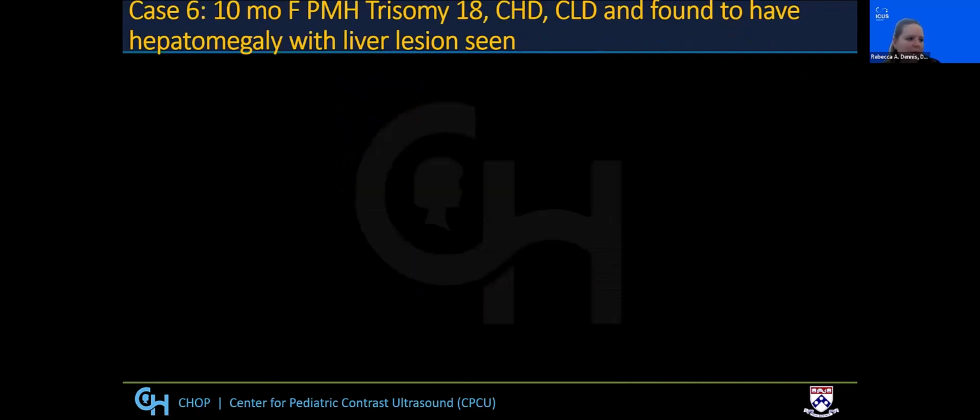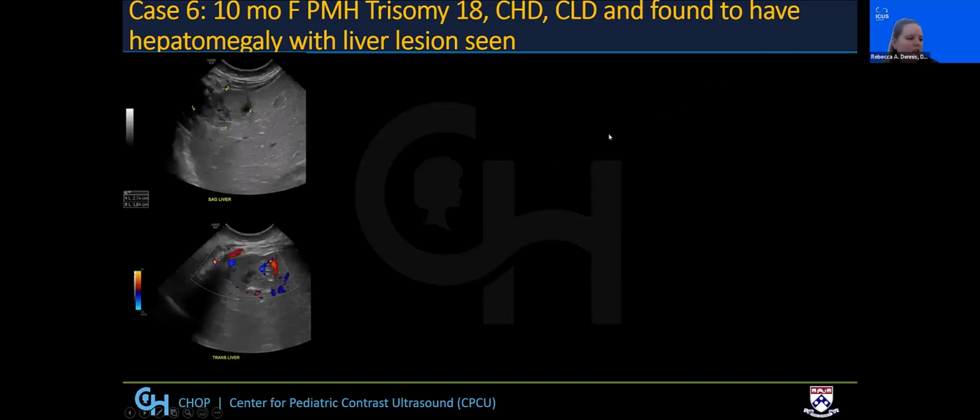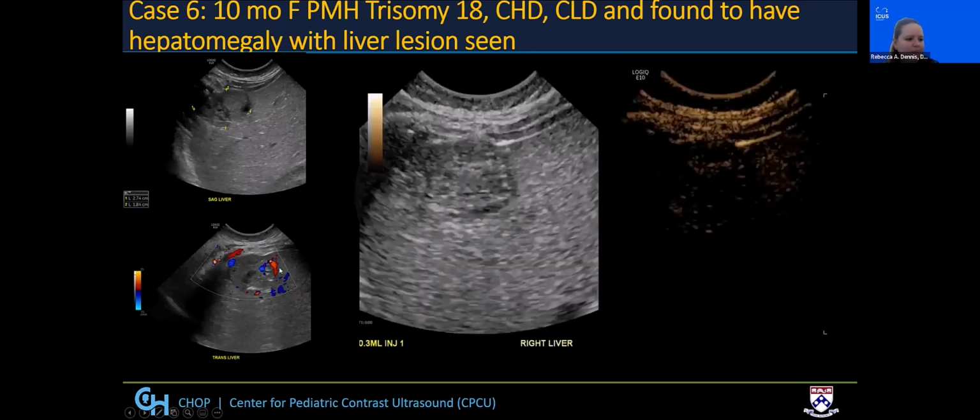Case 6, a 10-month-old female with past medical history of trisomy 18, congenital heart disease and chronic lung disease, found to have a hepatomegaly with liver lesions, or a liver lesion. The ultrasound showed this heterogeneous lesion with internal vascular flow and some anechoic areas internally.